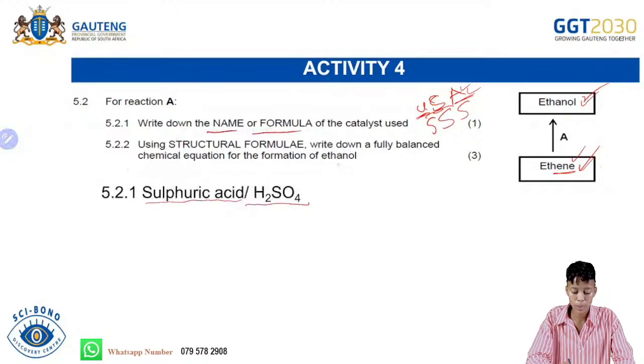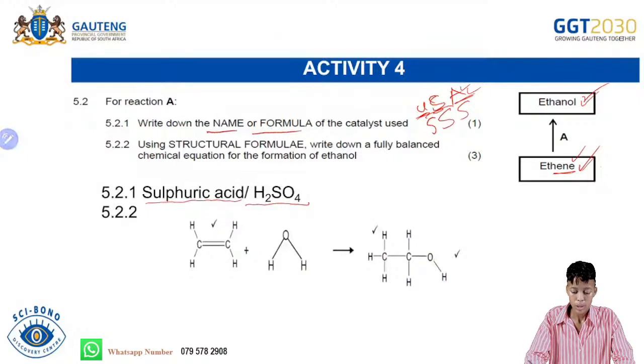5.2.2, it says use structural formula. Write down a fully balanced chemical equation for the formation of ethanol. So what is it that you are going to have? You are going to have your ethene. Ethene, we said the homologous series is alkene. And if it's alkene, it means that it will have a double bond. So ethene has a total of 2 carbons, plus the double bond.